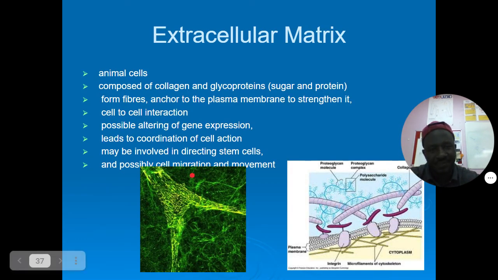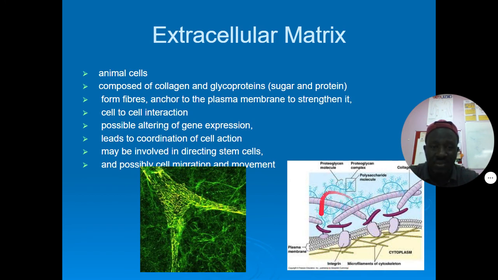Extracellular matrix, that is the fluid, the matrix we've been talking about. We can have the intracellular matrix or extracellular matrix. That's what makes up the cytoplasm, fluid-like part. In animal cells, they are composed of collagen and glycoproteins, sugars and proteins. They form fibers. They anchor to the plasma membrane to strengthen it, so it provides strength and support. It is also important in cell-to-cell interaction.